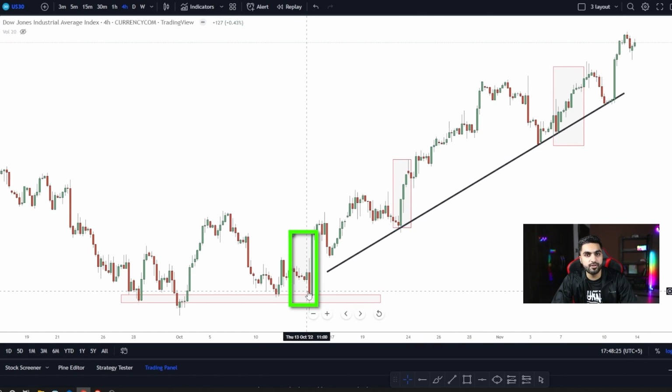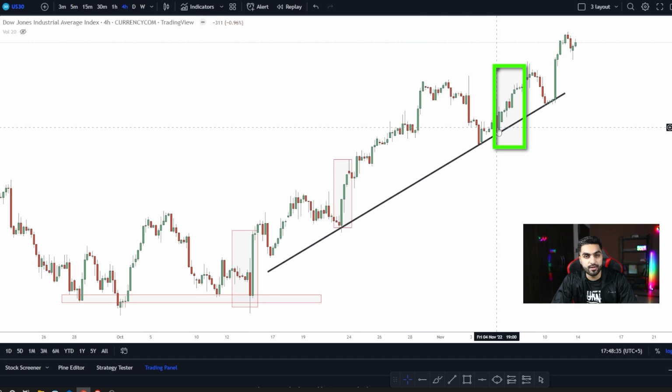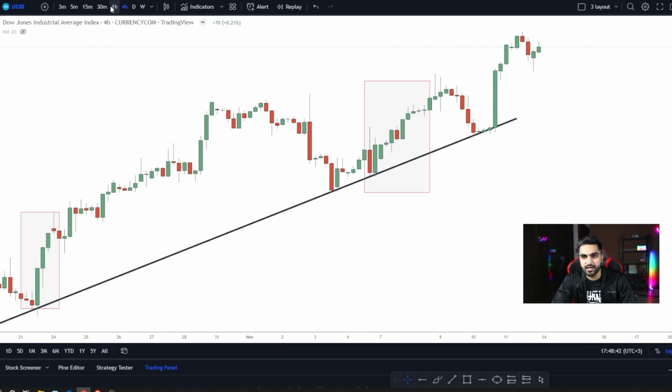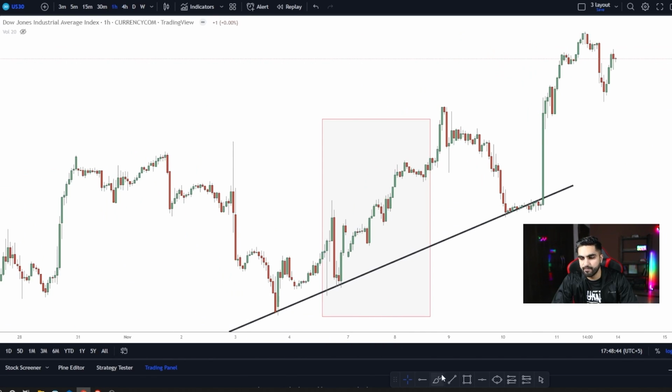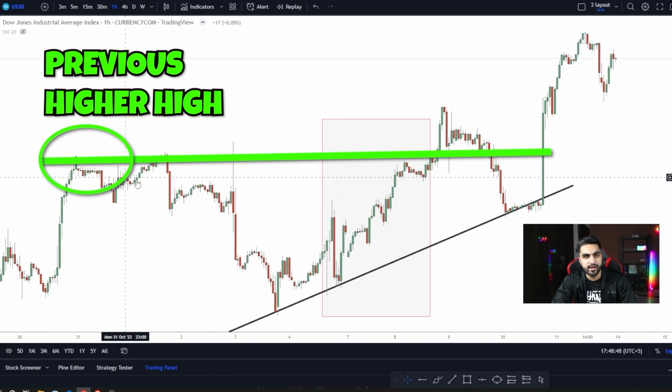This movement was the result of CPI data in the month of October. This movement was the result of the FOMC in the month of October. This movement was the result of the NFP in the start of November. And when we made this movement, we slightly created a new higher high on 1 hour time frame, which we can see from here. We went higher than our previous higher high, which is right here.